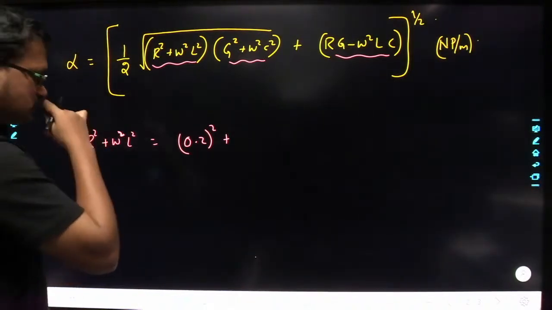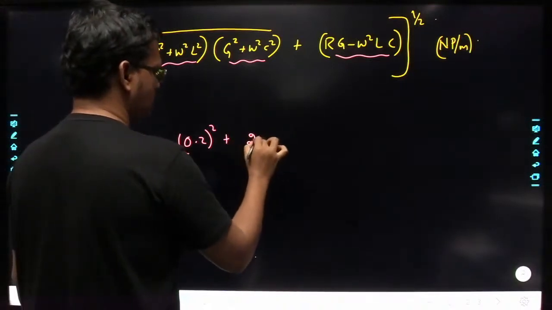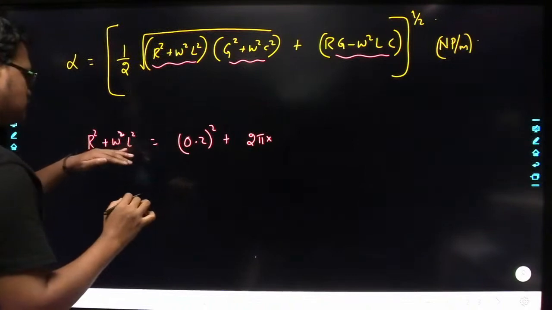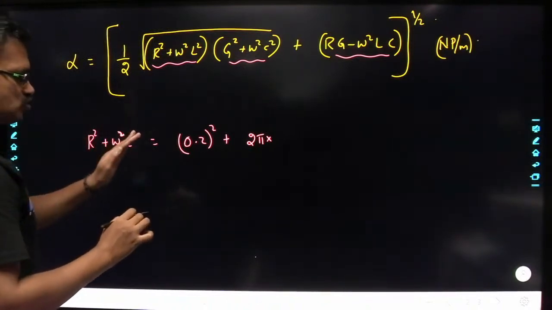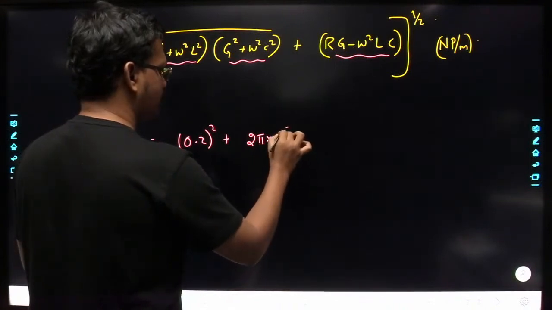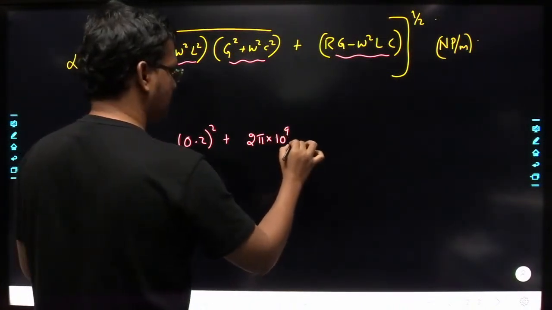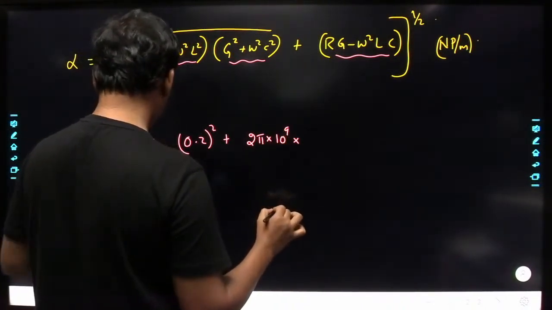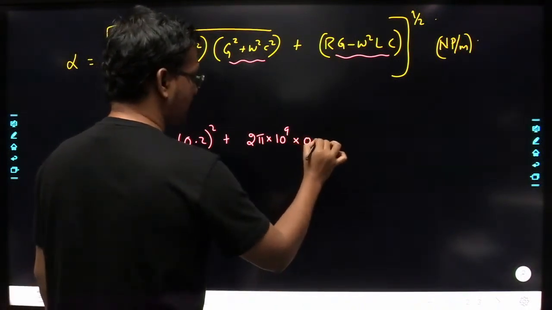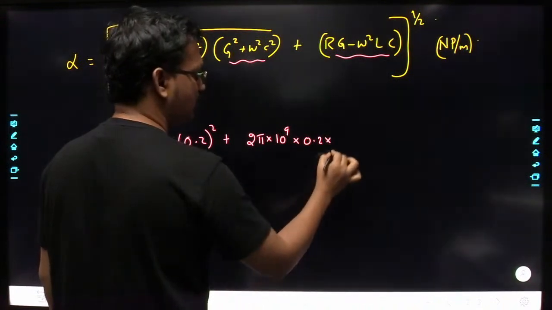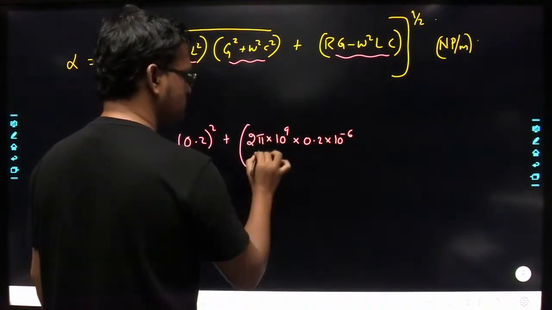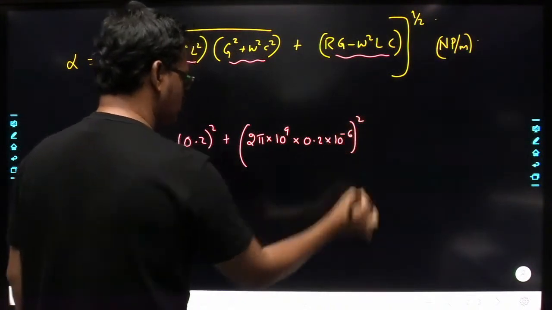Omega square is nothing but 2 pi f whole square, so omega square L square I can write as (omega L) whole square. What is omega L? It is 2 pi f times L, that is 2 pi into 10 power 9 into the L value. L is given as 0.2 microhenry, so that is 0.2 into 10 to the power of minus 6. So this is omega L, and we need omega L whole square.